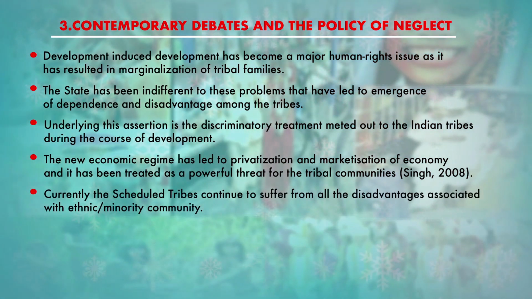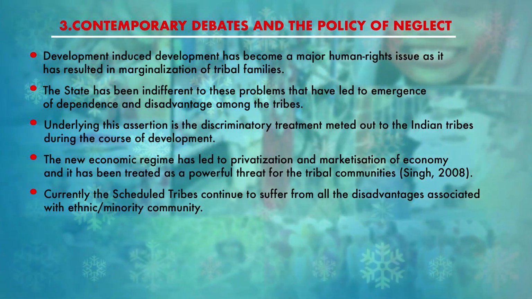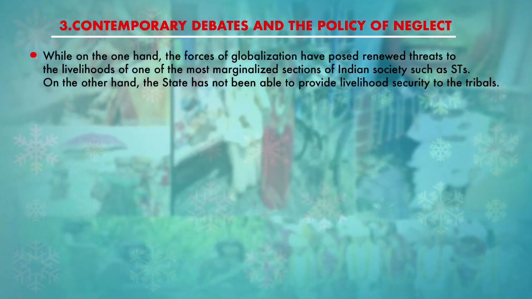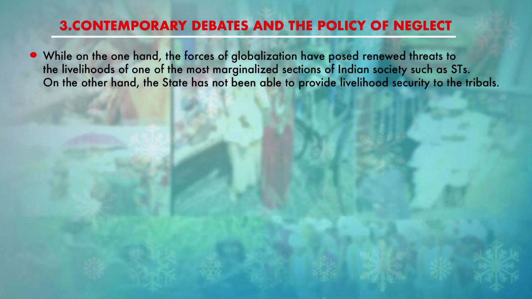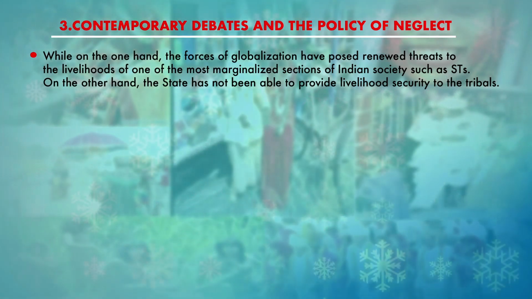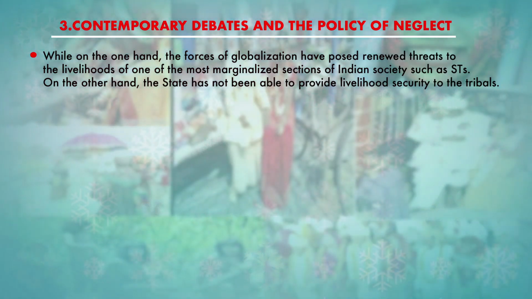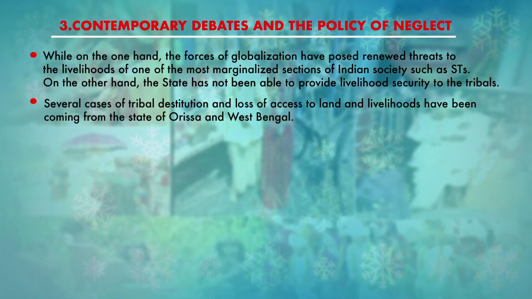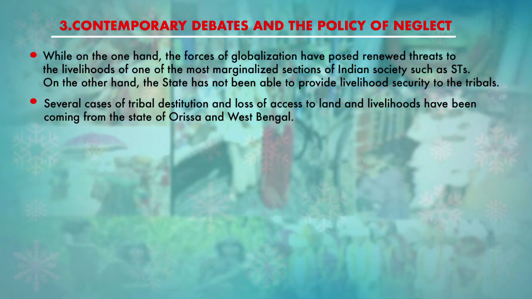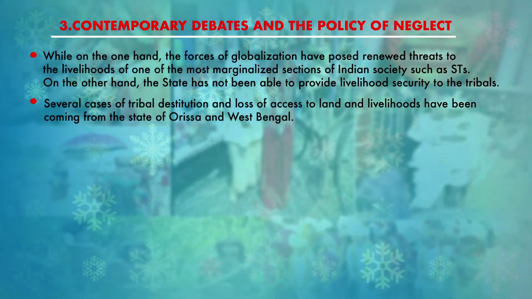Currently, the scheduled tribes continue to suffer from all the disadvantages associated with an ethnic or minority community. While on the one hand, the forces of globalization have posed renewed threats to livelihoods of one of the most marginalized sections of Indian society, such as STs, on the other hand, the state has not been able to provide livelihood security to the tribals. Several cases of tribal destitution and loss of access to land and livelihoods have been coming from the states of Orissa and West Bengal, to name a few.